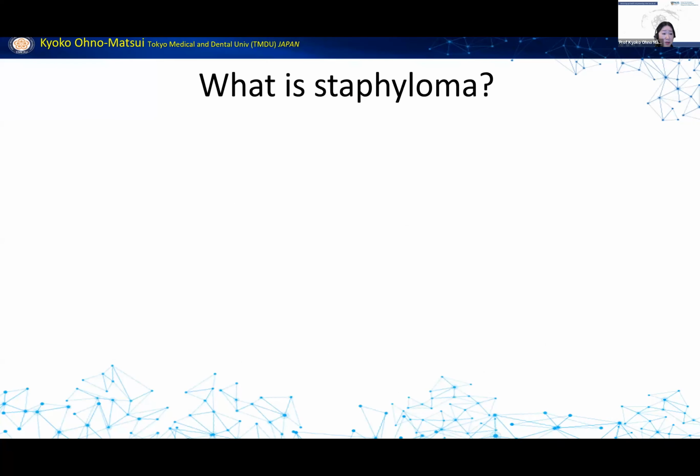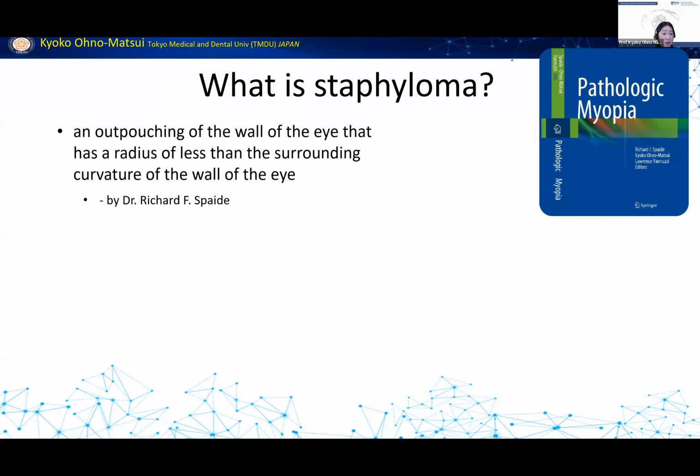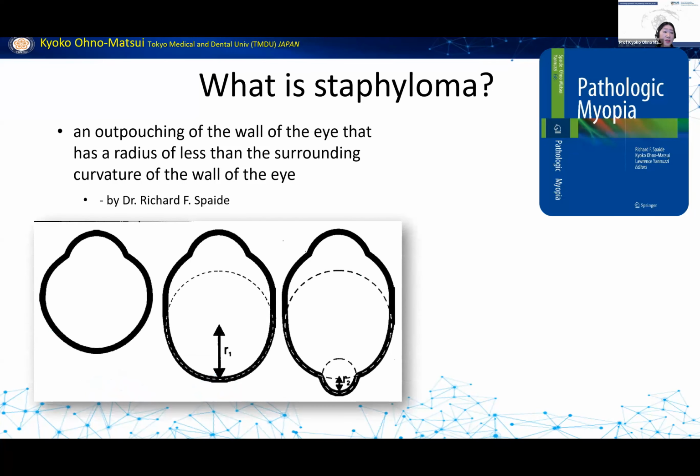But first, what is the definition of staphyloma? In the textbook of pathologic myopia, Dr. Spaide clearly defined the staphyloma as an outpouching of the wall of the eye that has a radius of curvature less than the surrounding curvature of the wall of the eye. So the left one is the normal eye. Axial length elongation mainly occurs in the equatorial region, and that does not induce an alteration in the curvature of the posterior part of the eye.